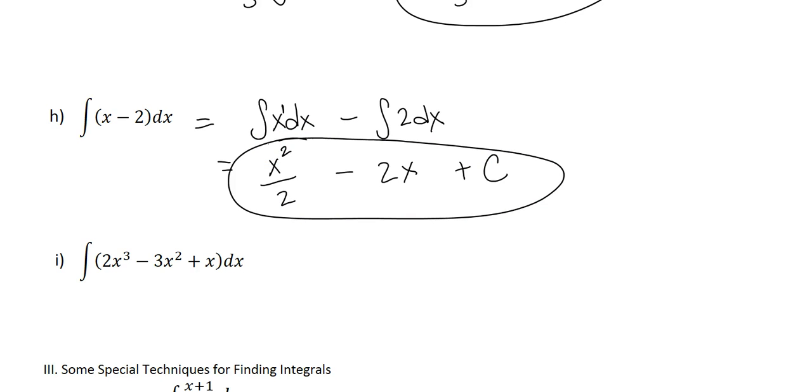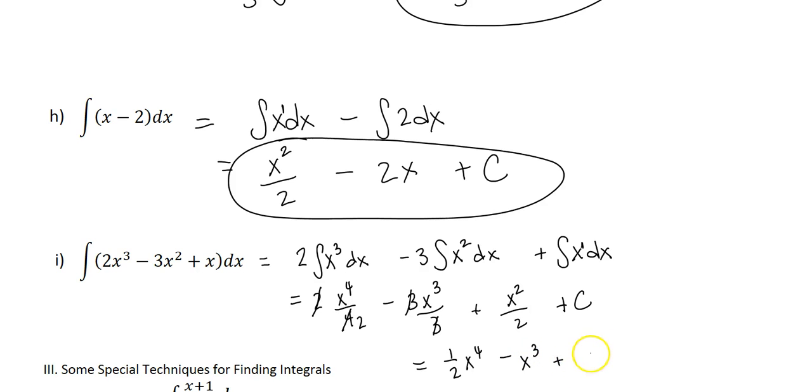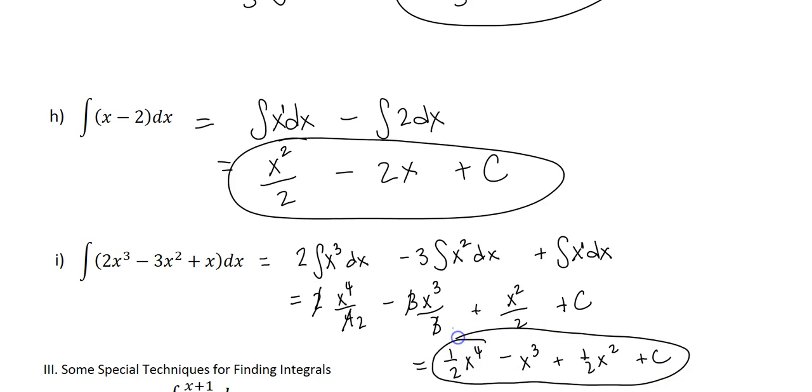This one right here, I might write as, just kind of doing it all in one step. I bring out the constant, have the integral of x cubed. Bring out the constant, have the integral of x squared. And then the last one would be the integral of x dx. So this will be 2x to the 4th over 4 minus 3x cubed over 3 plus x squared over 2, because remember that's x to the first power, plus c. And simplifying, I get 1/2 x to the 4th minus x cubed plus 1/2 x squared plus c. And if you just wanted to leave those as x to the 4th over 4 and x squared over 2, that's fine also.